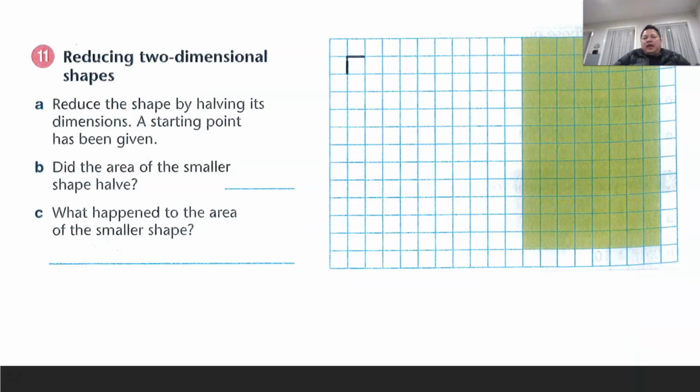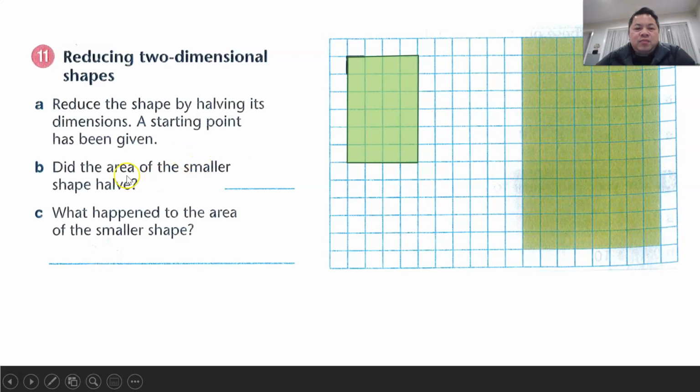Next one is on reduction. So you're given a rectangle here. You're supposed to halve the dimension based on what is required. So by halving the dimension, the width I actually have 2, 4, 6, 8. Half of it will be 4. 2, 4, 6, 8, 10, 12. Half of 12 will be 6. So it will be a 6 by 4 rectangle when it's halved.